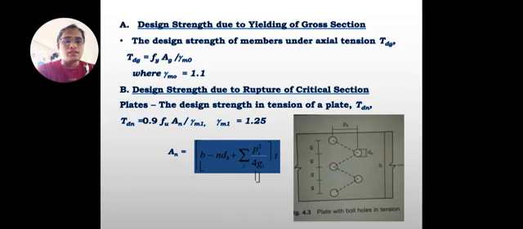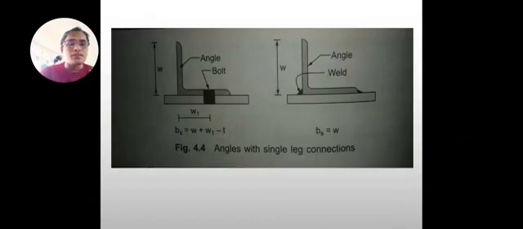For plates, the design strength in tension of a plate, Tdn, is equal to 0.9 Fu An over γm1, where γm1 is equal to 1.25, and An is equal to b minus n d plus summation of p squared over 4g. That is the formula as shown in the figure. Then for angle bolts, with angle with single leg connection, the formula is bs is equal to w plus w1 minus t, and bs equal to w.